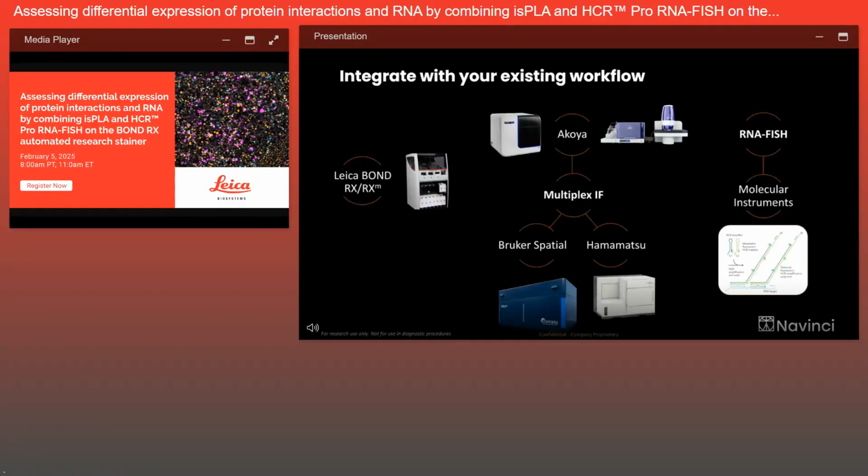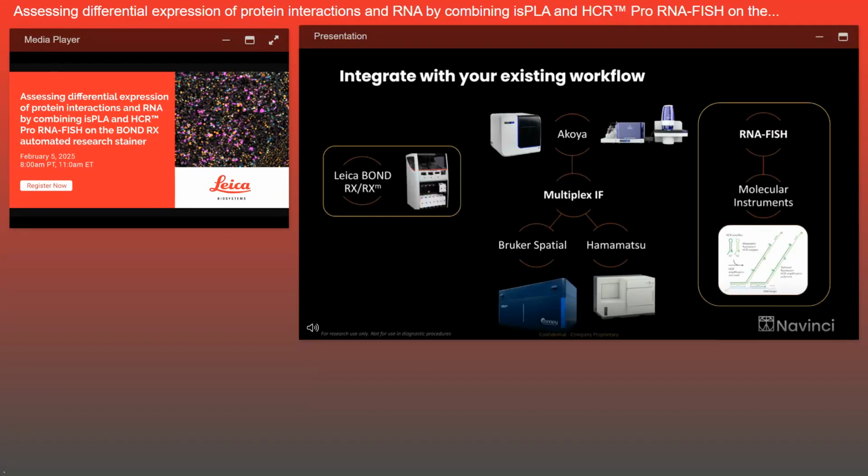So we found that our technology is very integratable with existing workflows, be that automation, multiplex IF systems, and also technologies that look at other molecules like RNA. So of course, today we'll be focusing on the Leica Bond RX instrument, and also the HCR Pro RNA FISH from Leica Instruments.